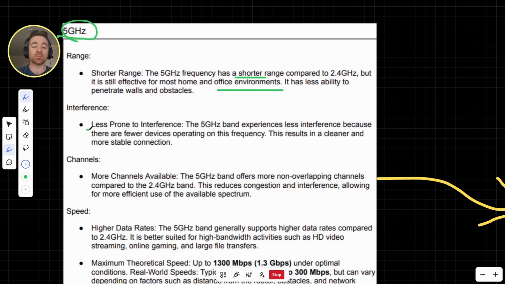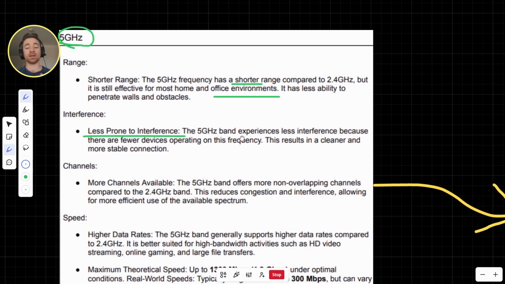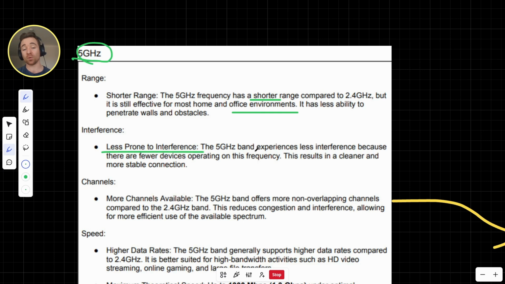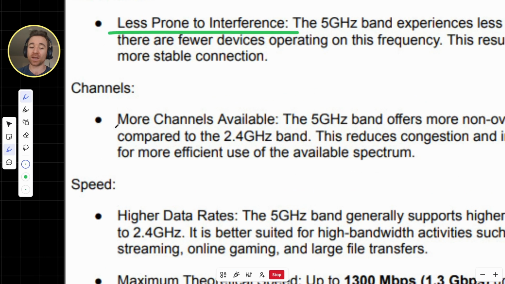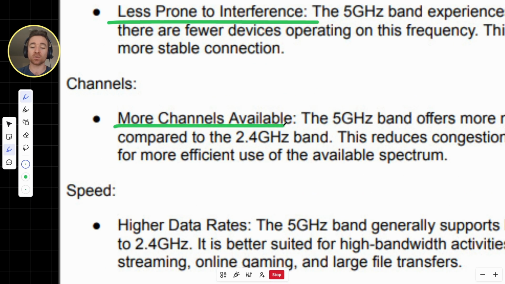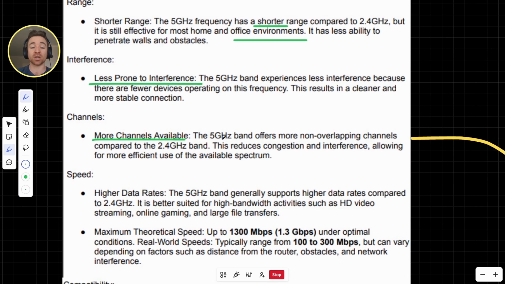It's less prone to interference, as we said. We did talk about how it is not operating on the same 2.4 gigahertz frequency as baby monitors and microwaves, things to that effect. So you're less likely to experience dropouts. That's something really important to know. And here's another key thing we haven't talked about yet: you have more channels available. So remember that problem that we talked about, how you get those overlapping channels? With the 5 gigahertz frequency, you can actually have more non-overlapping channels.